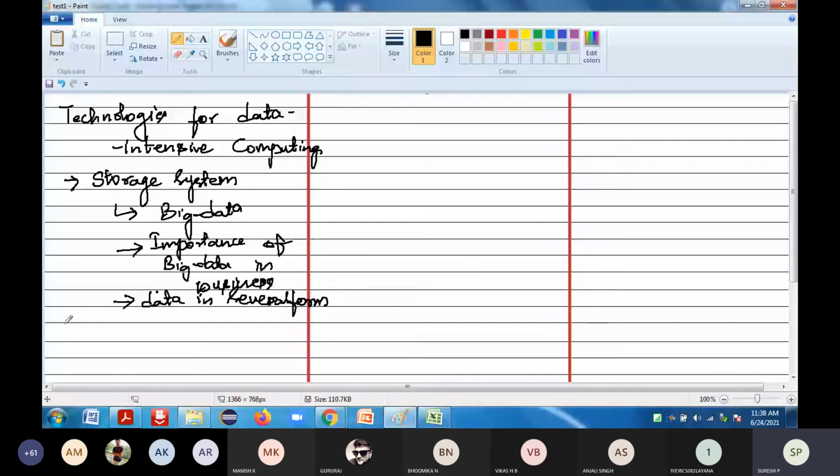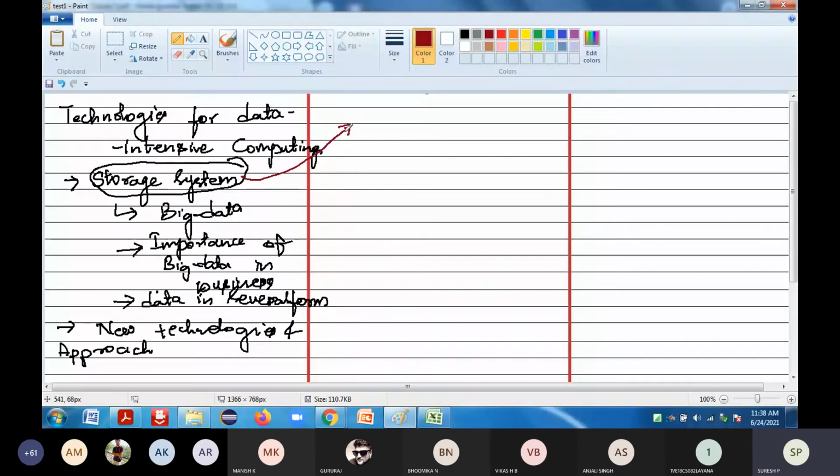New technologies and approaches are required. Now, for the storage system, what are you going to make use of? You are going to make use of distributed file systems. There you are going to have a high performance distributed file system. So high performance distributed file system is required, and there are several examples.